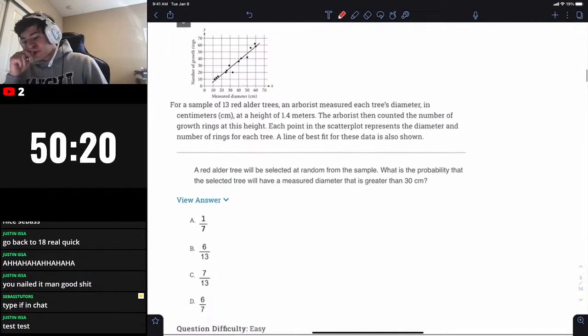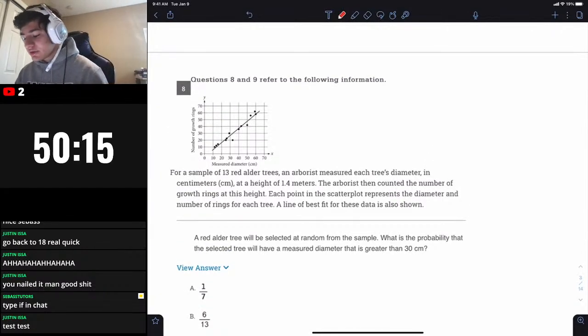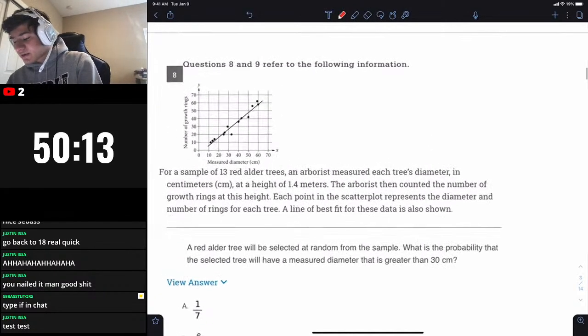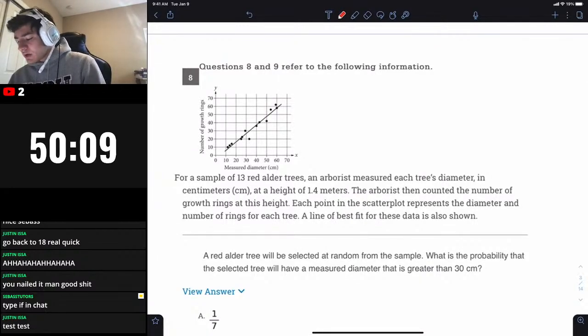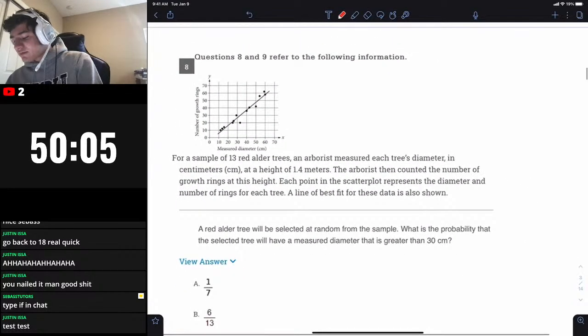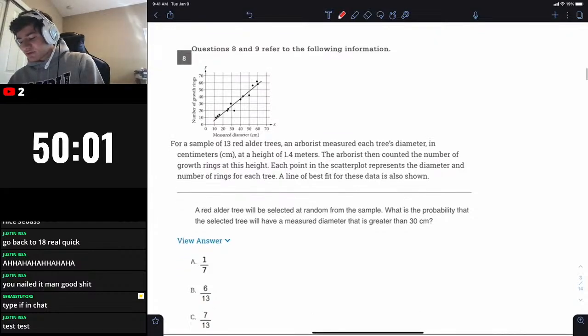Alright, questions 8 and 9 refer to the following information. For a sample of 13 red alder trees, an arborist measured each tree's diameter in centimeters at a height of 1.4 meters, then counted growth rings at this height. Each point in the scatter plot represents the diameter and number of rings for each tree. A line of best fit is also shown.